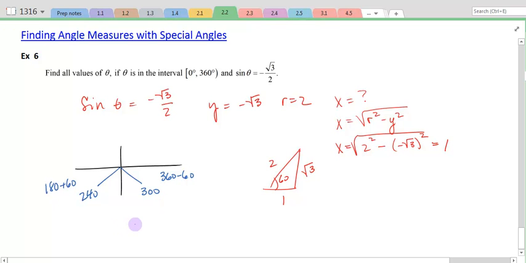So here's my answer: when theta is 240 and 300 degrees, the sine of those angles is negative square root of 3 over 2.